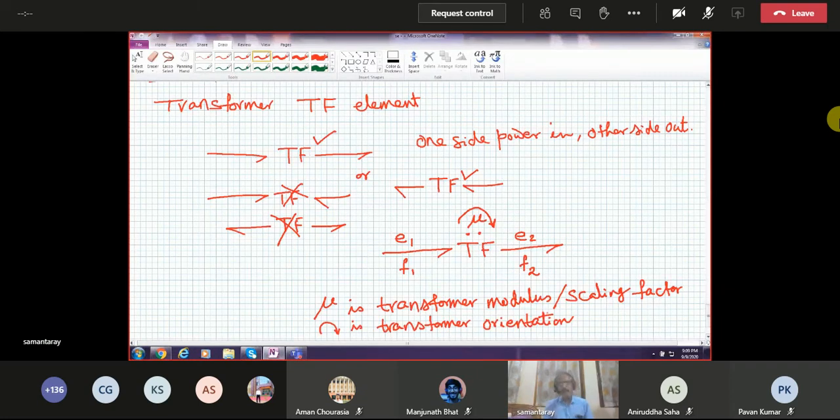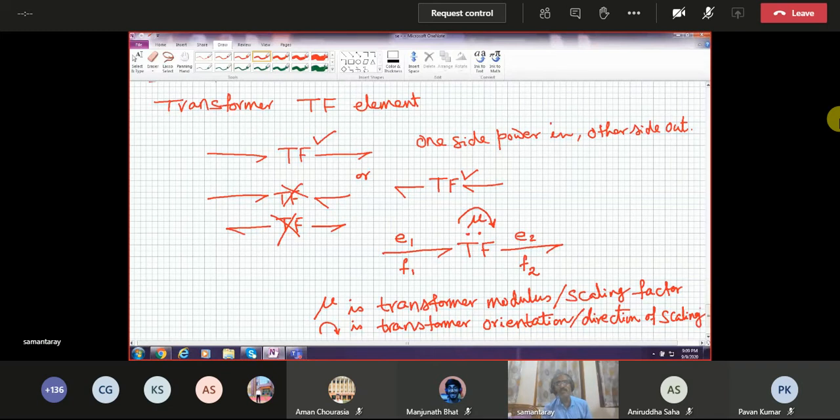Okay? So we have a transformer, which is a transducer. We have two bonds, a scaling factor, and a direction of scaling. So this transformer orientation means it is the direction of scaling.